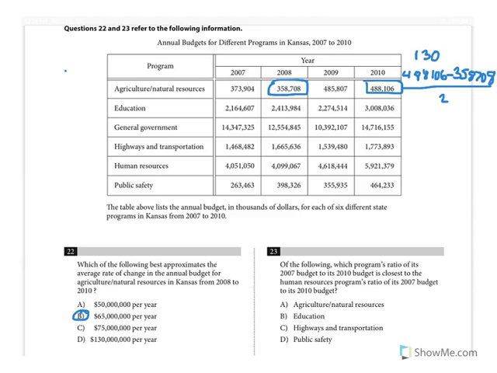Of the following, which program's ratio of its 2007 budget to its 2010 budget is closest to the human resources program's ratio of its 2007 budget to its 2010 budget? All right, so we want to look at 2007 to 2010, and we're looking at human resources.